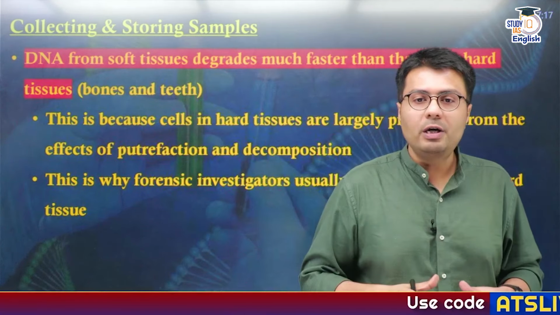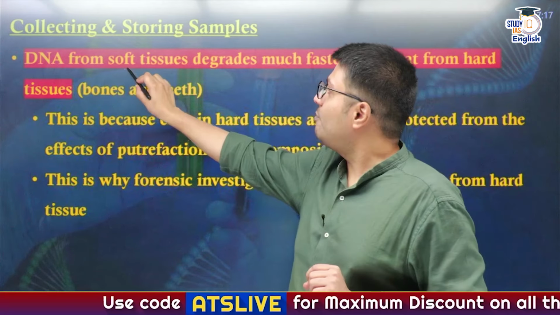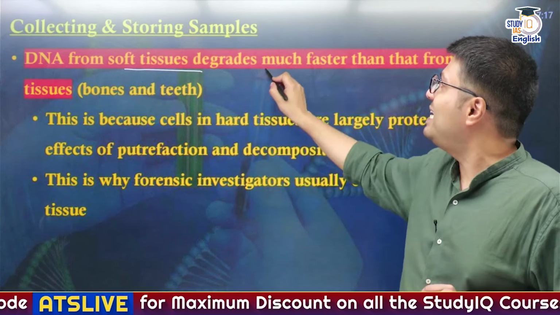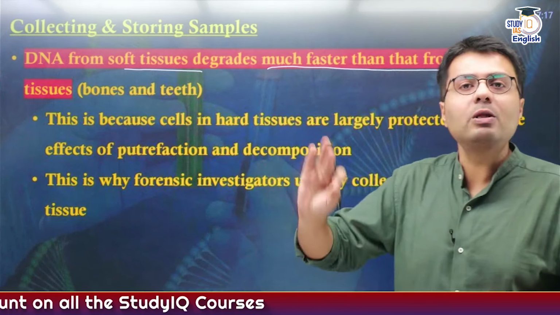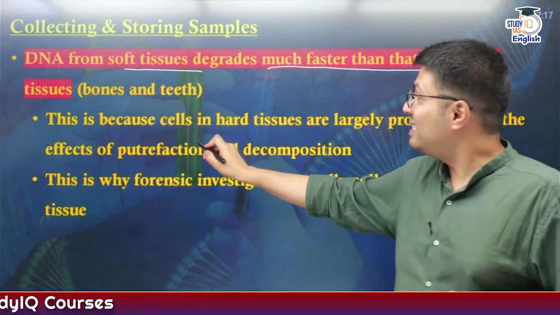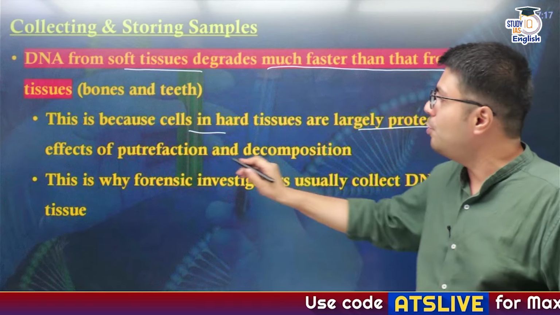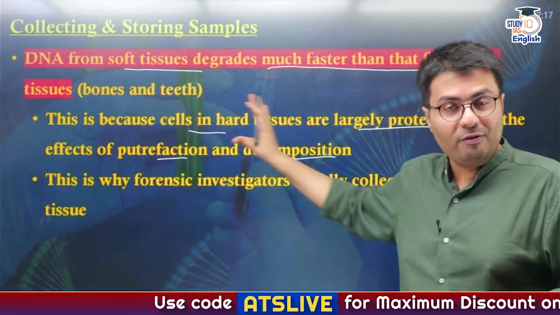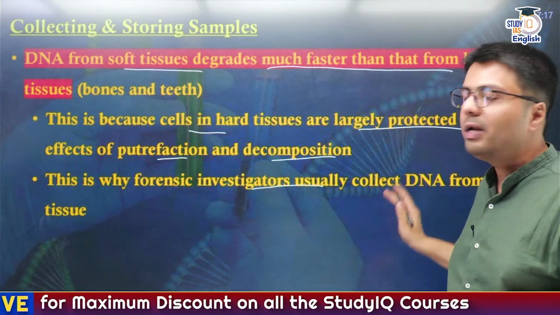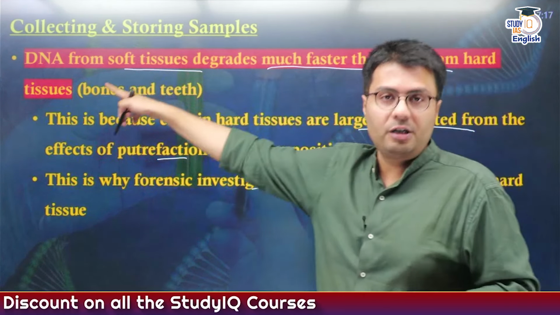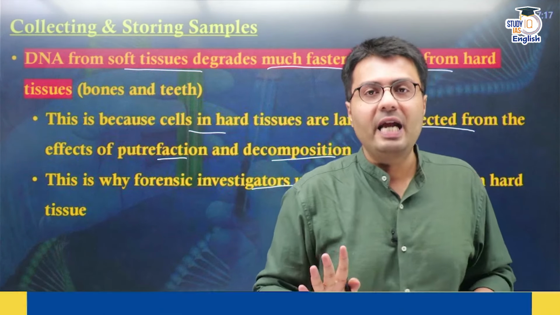Another factor, as I told you, is what kind of sample you have taken. The DNA which is taken from soft tissues like skin and muscles degrades much faster as compared to samples taken from hard tissues like bones and teeth, right? This is because the cells in your hard tissue are largely protected from degradation due to putrefaction and also from decomposition, and that is why forensic investigators usually collect the DNA samples from hard tissues itself, and this is to prevent the rapid degradation of DNA from happening.